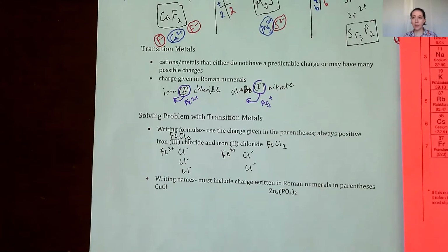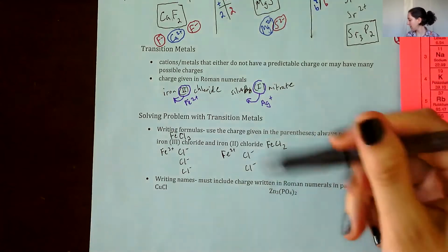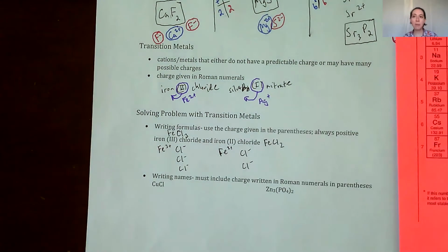Pretty straightforward, I hope. One big mistake students make all the time: they will think that this 2 means that there's 2 irons. No, it does not. Why would I tell you how many irons there are? That's not what chemists do. We wouldn't be that straightforward. Also, we don't have to tell you. Why would we say that? No, we're going to tell you what type of iron it is.